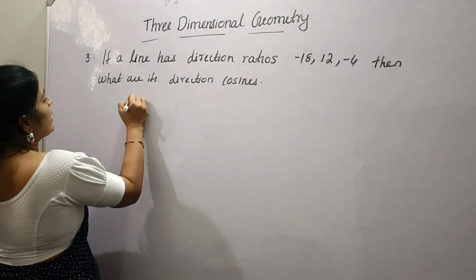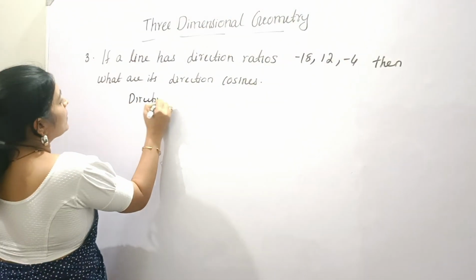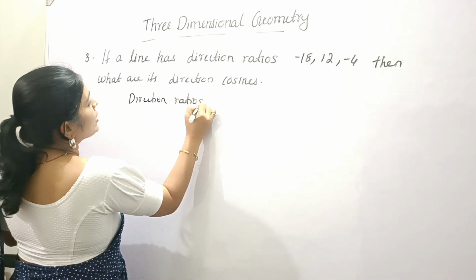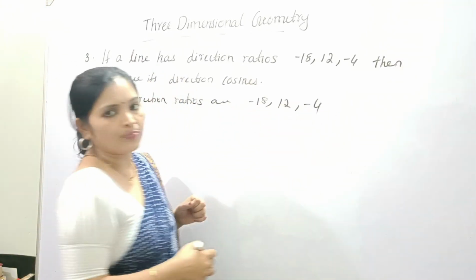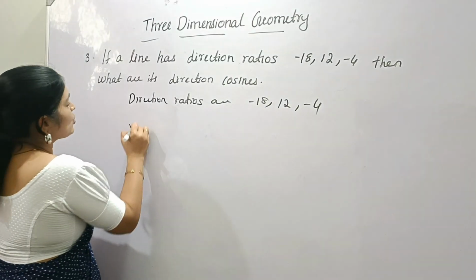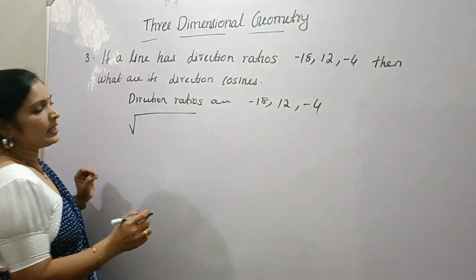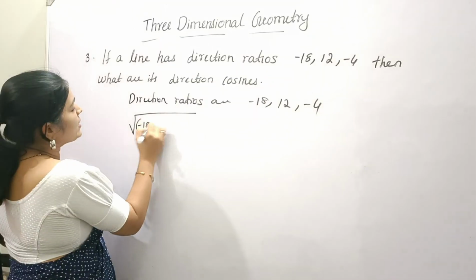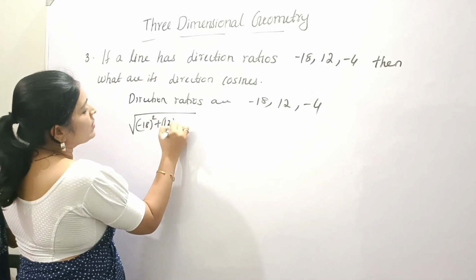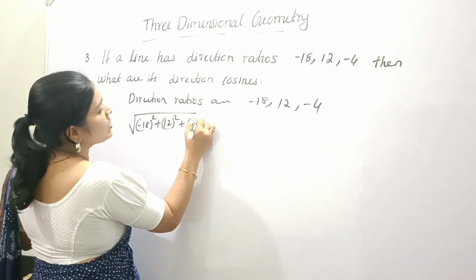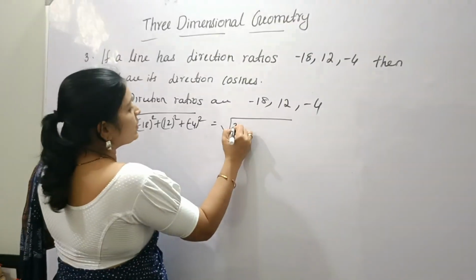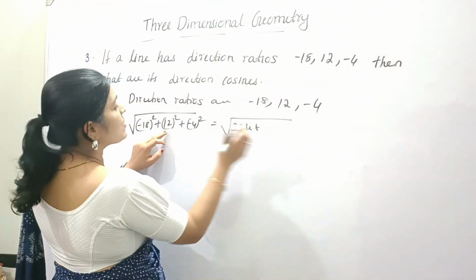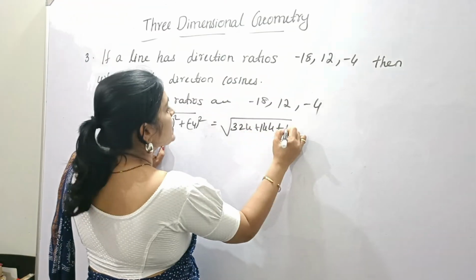Here direction ratios are minus 18, 12, minus 4. Therefore, we need to find root of A square plus B square plus C square. That is root of minus 18 square plus 12 square plus minus 4 square. That is square root of 324 plus 144 plus 60.